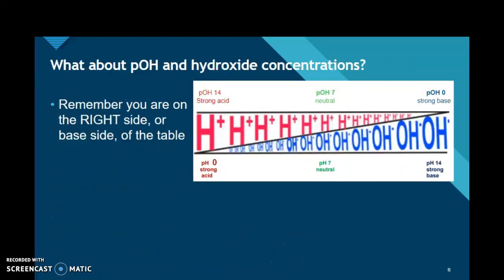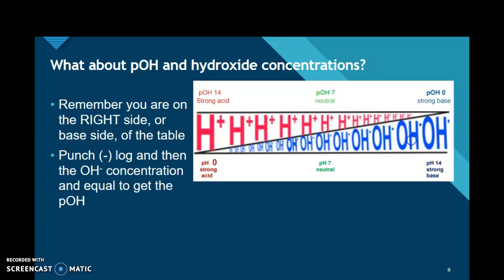What about pOH and the hydroxide ion concentrations? Now remember, when we're looking with pOH and hydroxide, we're usually working with fairly high concentrations of hydroxide ions. So we're over here to the right of 7 pH, to the right of 7 pOH. So we're on the base side of the table.